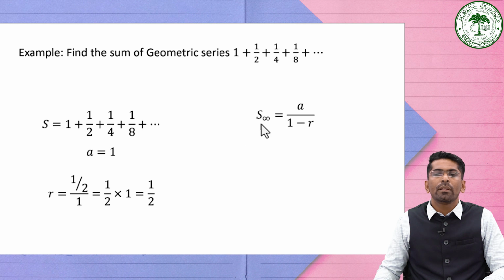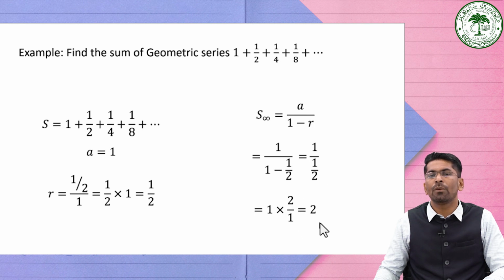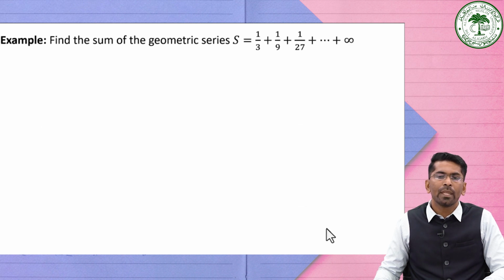And we know the sum of infinite terms can be found by using the equation a divided by 1 minus r. So here a is equal to 1 and r is equal to 1 by 2. If we substitute all these values, it becomes 1 by 1 minus 1 by 2, and 1 minus 1 by 2 is equal to 1 by 2. So it is 1 divided by 1 by 2, which is equal to 1 into 2 by 1, which is equal to 2. So here the sum of the given geometric series is equal to 2.